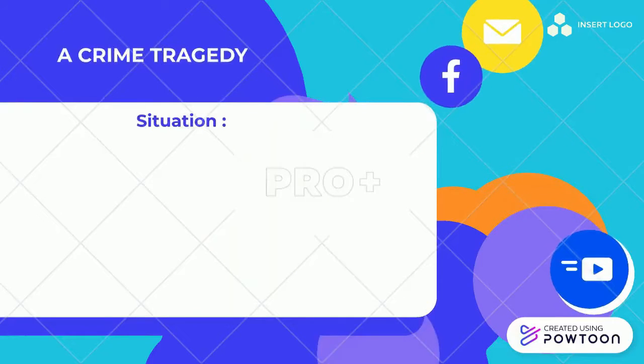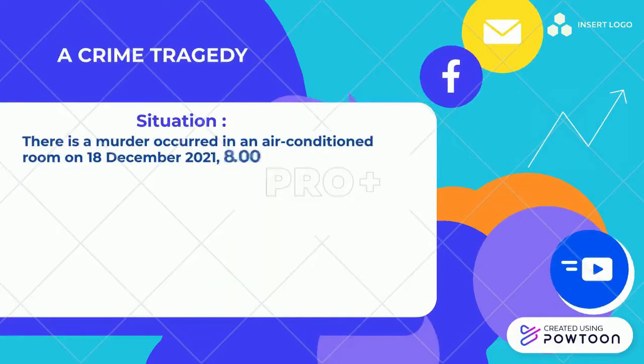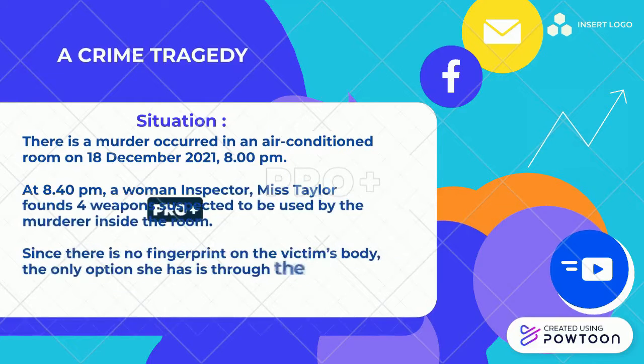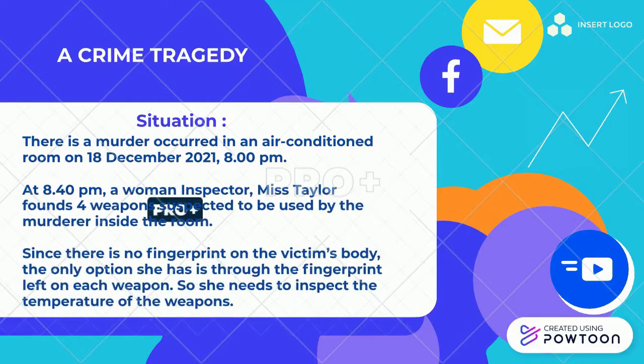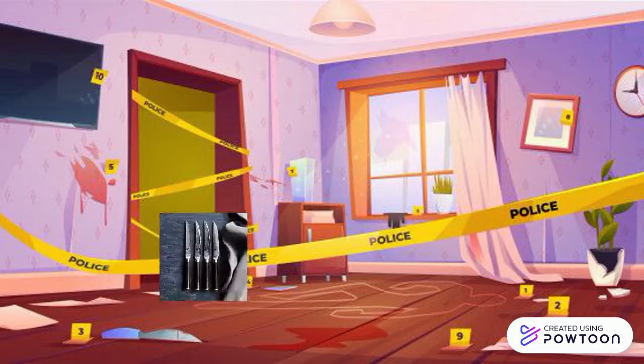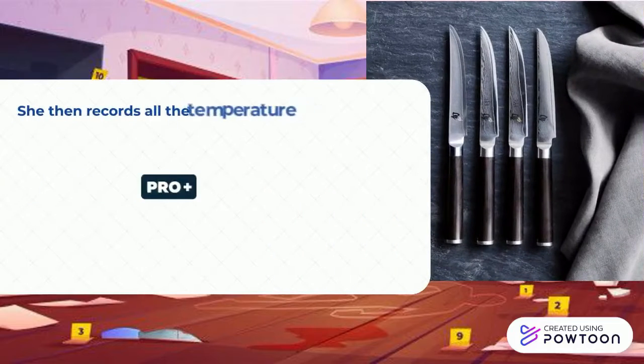Attention! A crime happened inside an air-conditioned room at 8 p.m. Miss Taylor is so generous to help by identifying which of the 4 weapons found is from the suspect. She suggests to inspect the temperature of each weapon. So, the recorded temperature is as follows.